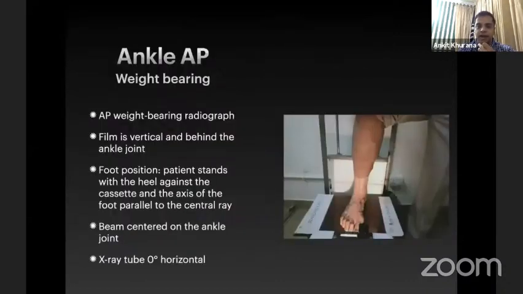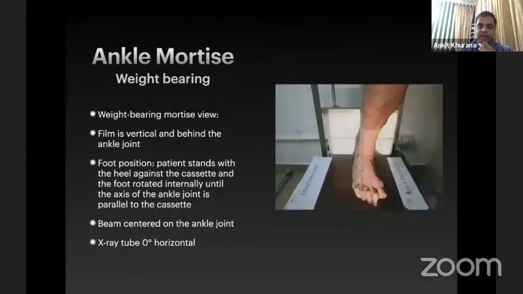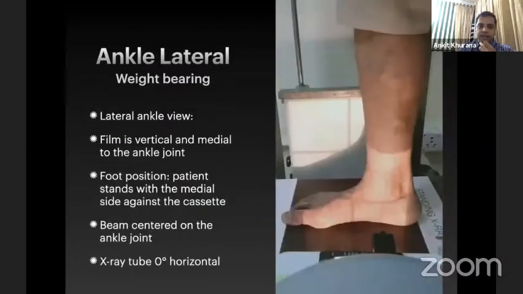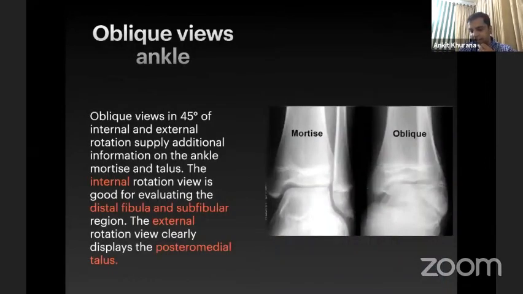So coming to the ankle weight-bearing X-rays, the AP, the mortise, and the lateral view are again taken with the patient bearing weight, using the devices that I've mentioned before. And there are oblique X-rays as well taken for the ankle, in both internal as well as external rotation. The internal rotation X-ray is used to assess the distal fibula and the subfibular space, while the external rotation X-ray helps in assessing the posteromedial part of the talus.